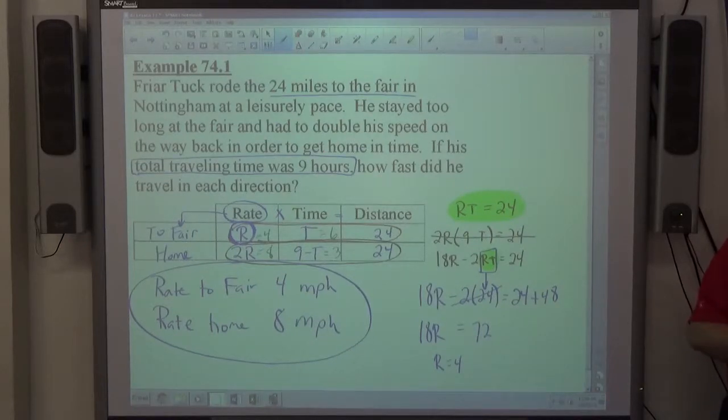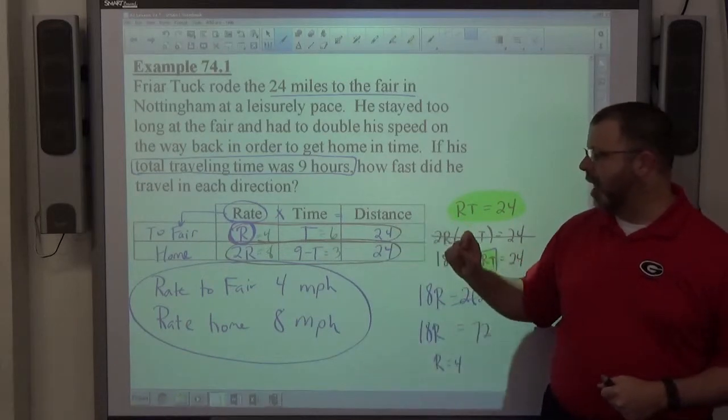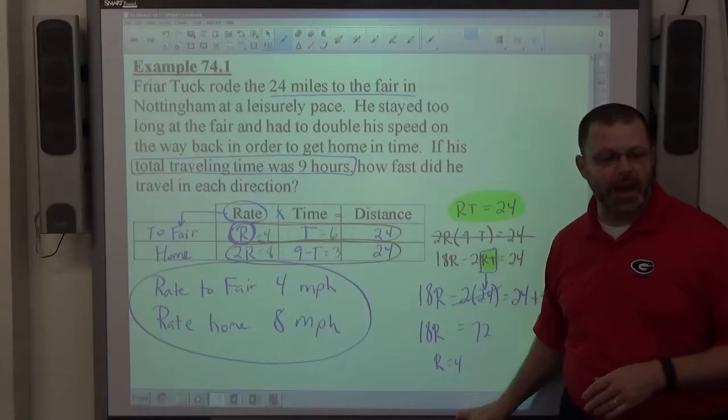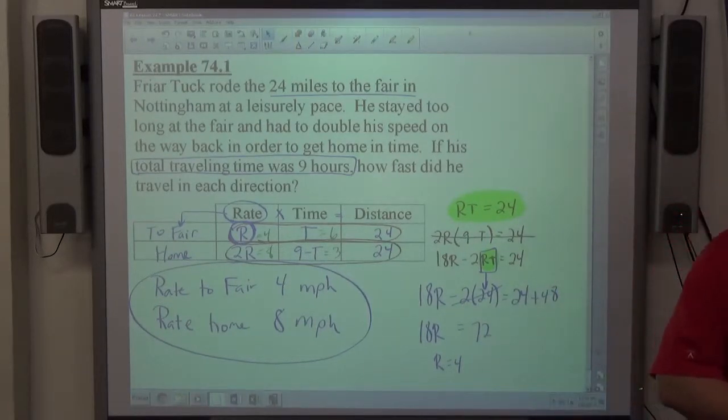But again, answer the question they asked. How fast did he travel in both directions? We've answered it here. How much time did he spend walking to the fair? How much time did he spend coming home? That kind of thing. So anything they ask, you have to be able to answer. But again, once you know an answer, it's very easy to find anything you need to find. Use the chart to translate what those answers represent.